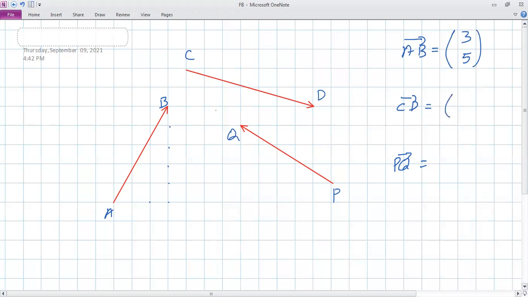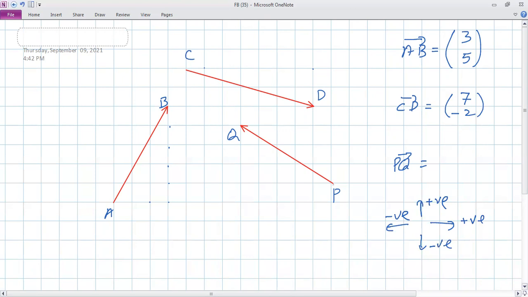Now if you have to write the vector CD, what will be vector CD? 1, 2, 3, 4, 5, 6, 7 steps horizontally, and then 2 steps downward. Downward will be negative. So -2. Keep in mind, horizontally on this side positive, on this side negative, upward positive, downward negative.